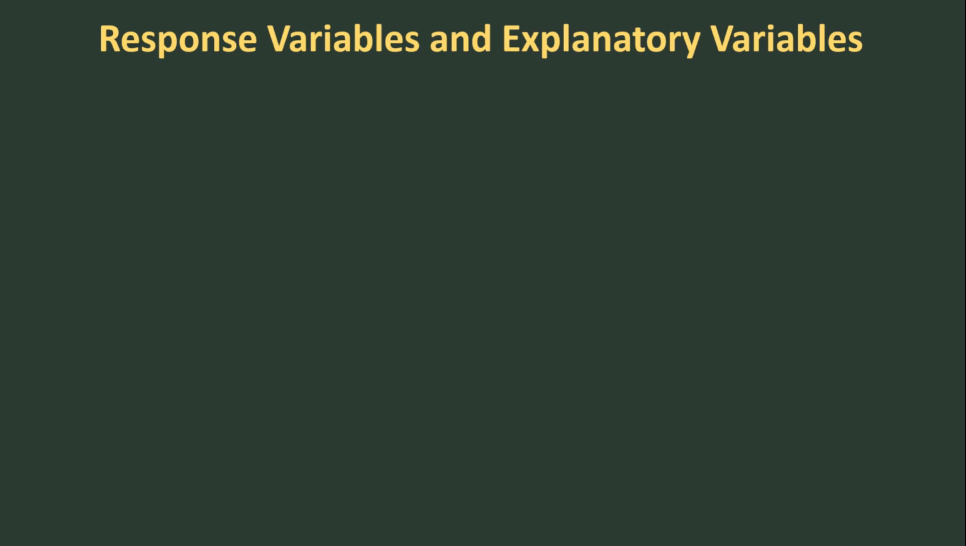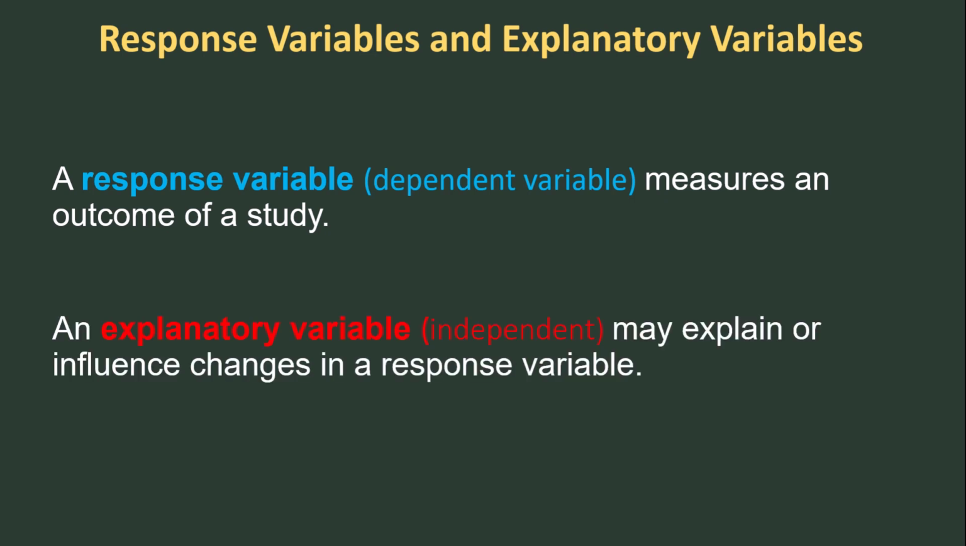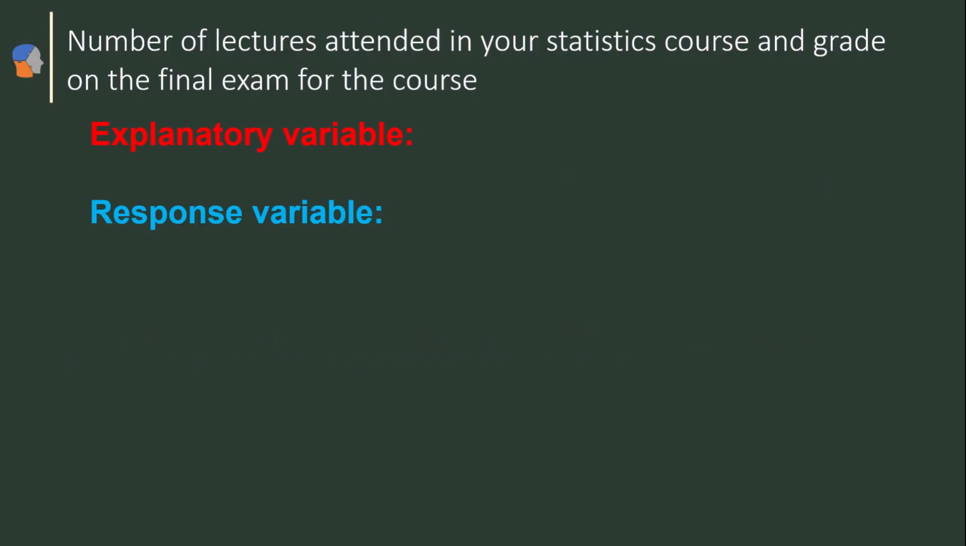Now let me explain response variables and explanatory variables. A response variable, also known as dependent variable, measures an outcome of a study. An explanatory variable, also known as independent variable, may explain or influence changes in a response variable. Now, let me explain how to pick the response and explanatory variable using some examples.